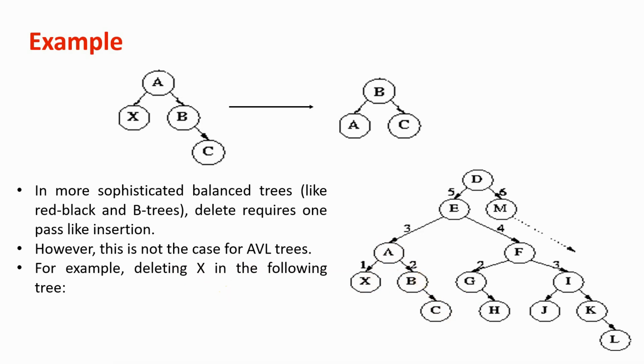Now, we still have to go upwards toward the root. What's the balance factor for E? The balance factor for E is going to be 2 minus 1, 2, 3, 4. It's going to be minus 2. So we still have to do a rotation for this node, and then it would be B and let's say A. Okay, so we still have to do a rotation here.